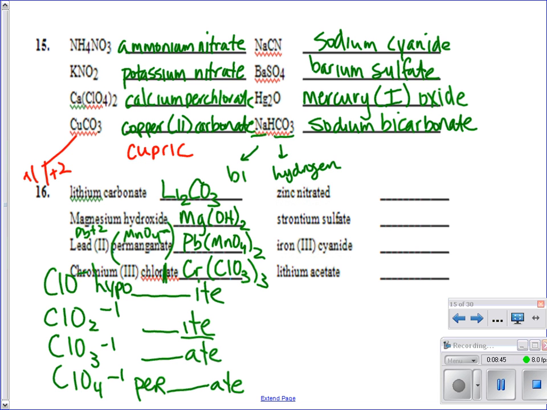Very good. Now this one made me laugh too, because this poor zinc got nitrated, and that was just painful, I think, when it got nitrated like that. So Noah, obviously take the D off. Good. Zn(NO3)2.